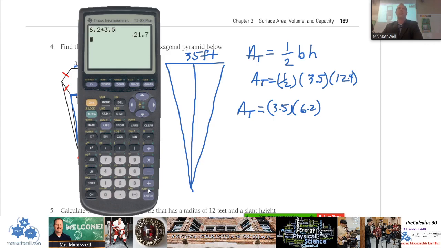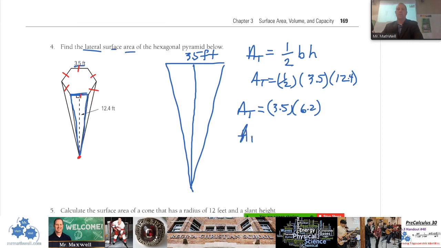Did you get 21.7? I did. Right on. Look at that. You're awesome and you didn't even realize it. Oh, geez, what did I say? I've not lost it. 21.7. Okay, so that would be feet squared, wouldn't it? Square feet. Okay, let's remember the units, important too.